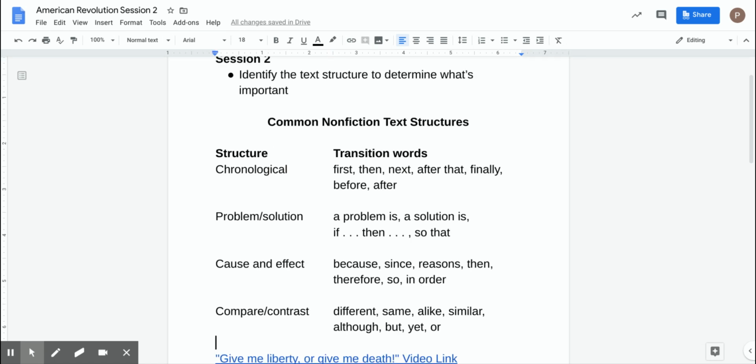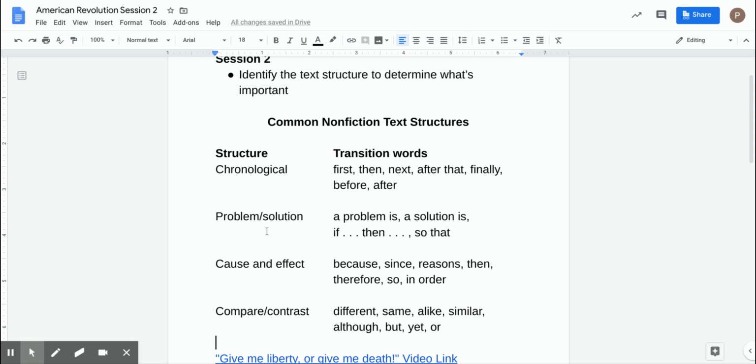So we have 4 major types of text structures, and they are chronological, problem solution, cause and effect, and compare and contrast. And for chronological, that is the order in which things happen. So it's like time order. And some of the words you might see that would kind of give you a clue would be first, then, next, after that, finally, before, after are all possibilities.